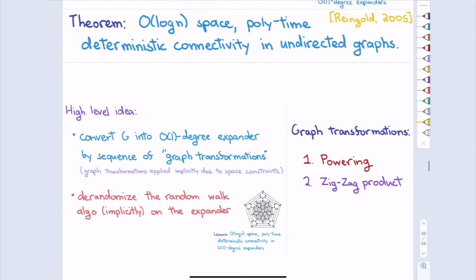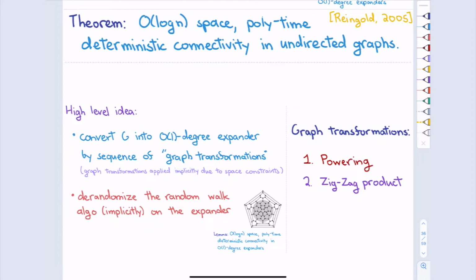Okay, so what are the two graph transformations? The first one's relatively simple. You might have seen it before. It's just going to be something called graph powering. And then the second one is this crazy thing called the zigzag product, and that's where we're going to spend most of our time. It's not clear that you're going to walk out fully understanding what's going on, but that's okay. We'll hopefully prove that it works, and I think it takes everyone some time to digest this.